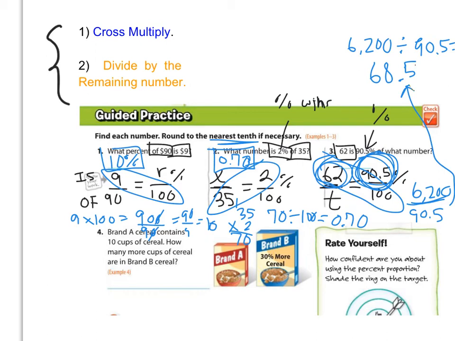Guys, you got to do a little bit of analysis here. 62, that's the part. It's not the whole thing. It's just a piece of it. Now, if it's 90.5% of that larger number, your answer should be a little bit bigger. 62 is most of it. So it turns out that the whole is 68.5, and 62, it's almost all of 68.5, but it's not quite there. So that is our final answer.